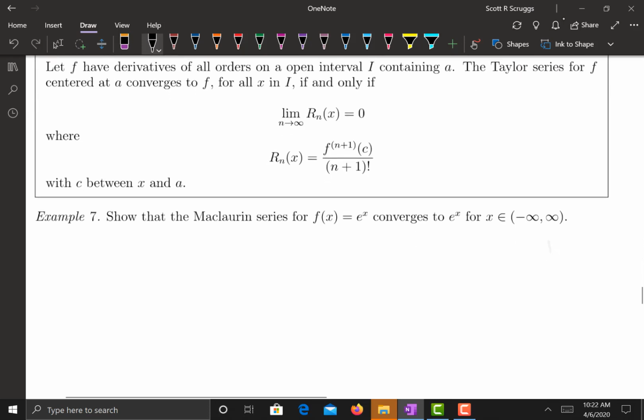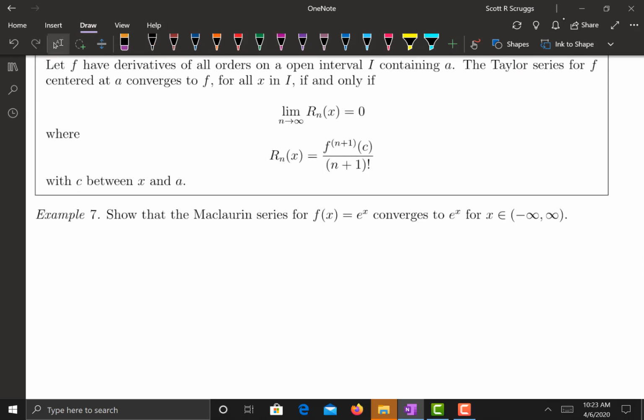And for that, let's now go ahead and show that the Maclaurin series that we found for e to the x is actually e to the x. And I'll show how we can actually prove that. So let's go ahead and explicitly write down the remainder for e to the x.